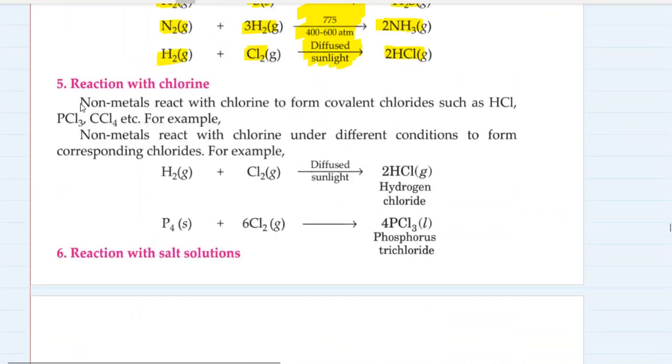Reaction with chlorine. Non-metals react with chlorine to form covalent chlorides such as HCl, PCl3. PCl3 is phosphorus trichloride. CCl4, carbon tetrachloride. HCl, hydrogen chloride. So non-metals, they do react with chlorine and they form covalent chlorides. Covalent bonds are bonds which are formed by sharing of electrons. So hydrogen and chlorine gives hydrogen chloride in diffused sunlight, which is a gas basically. Phosphorus and chlorine: phosphorus is a solid, chlorine is a gas, and it gives phosphorus trichloride, which is a liquid.